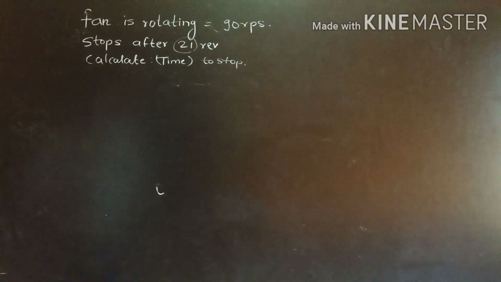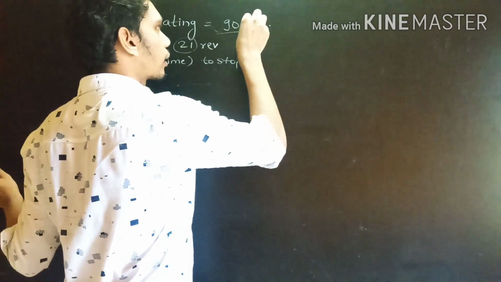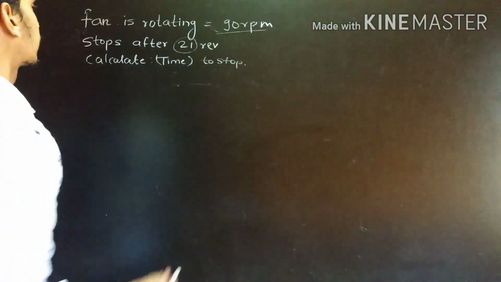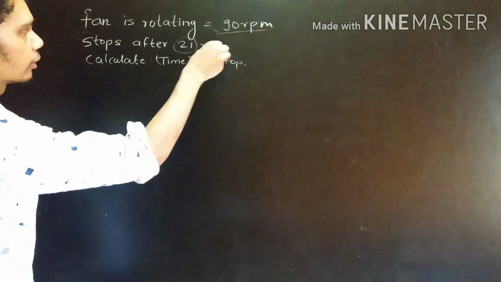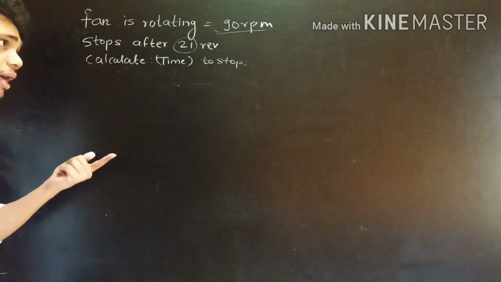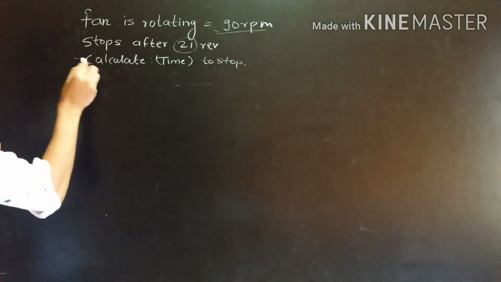Let's consider the given example here. The fan is rotating at 90 rpm. rpm stands for revolutions per minute. It stops after the 21st revolution. We have to calculate the time taken for it to stop without considering the frictional torque. So it will be easy to understand now.